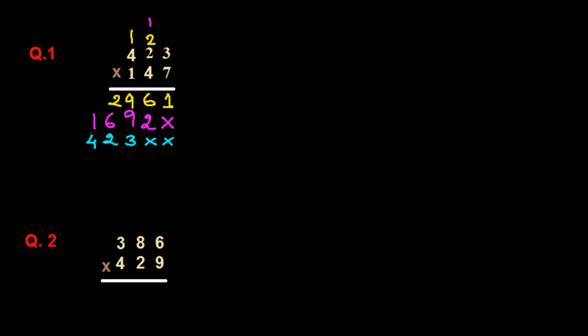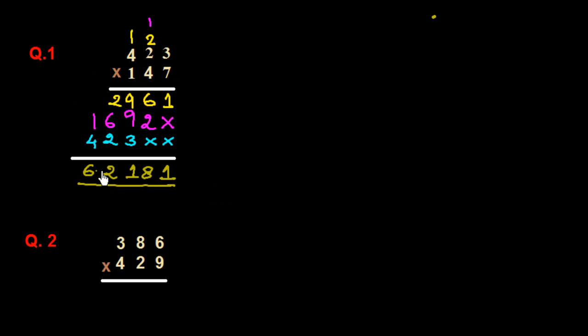Now we add up all these. First we draw one line here, and now we add up all these. Here we write down 1, 6 plus 2 is 8, 9 plus 9 is 18, plus 3 is 21, 2 carry, 2 plus 2 is 4, plus 6 is 10, 12, 2, 1 carry, 1 plus 1 is 2, plus 4 is 6. So it is 62181. This is the product of 423 and 147.